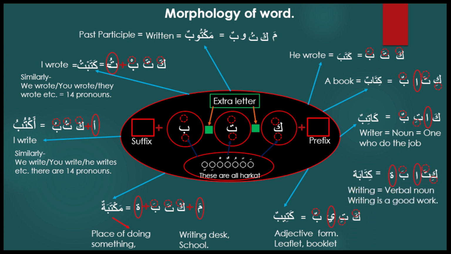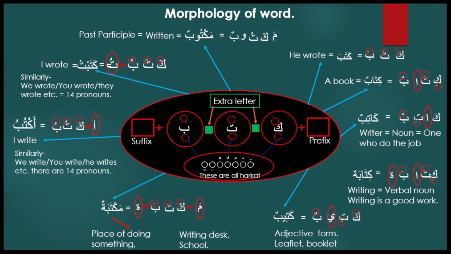We can write kitabatun. The alif has been inserted in between the second and third, and ta marbuta at the last as a suffix. Kitabatun means writing. It is a verbal noun. Writing is a good work. Here writing is a noun. In Arabic, this is called masdar. Masdar is a very important topic. We will discuss it in our upcoming lessons, inshallah.